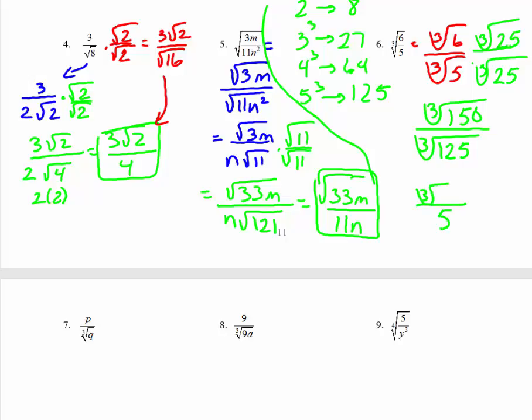We should do the factor tree on the cubed root of 150, but you'll see that there are no triplets, so therefore nothing can come out. So our final answer is the cubed root of 150 all over 5.